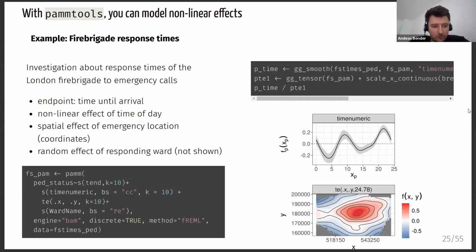And then the next term, this TE term of dot x and dot y, is just a tensor product spline of the coordinates, east-west and north-south. You can see here on the x-axis is the east-west direction, on the y-axis the north-south direction, and red colors mean positive hazards, blue colors negative hazards. You can see that in the city center the hazards are higher, so shorter response times to emergencies, and in the outskirts, longer response times to emergencies.